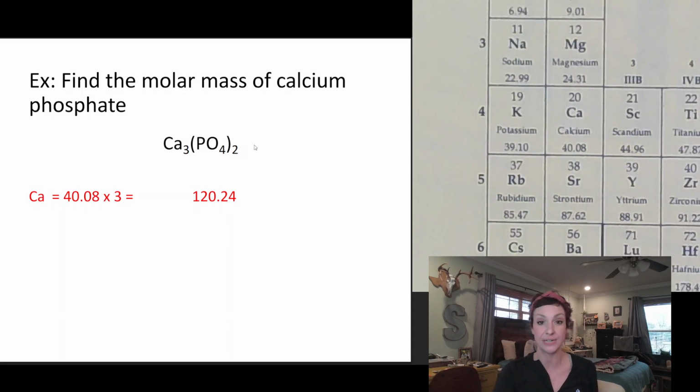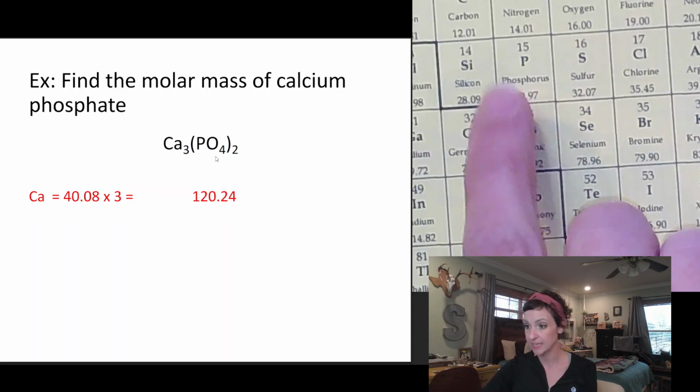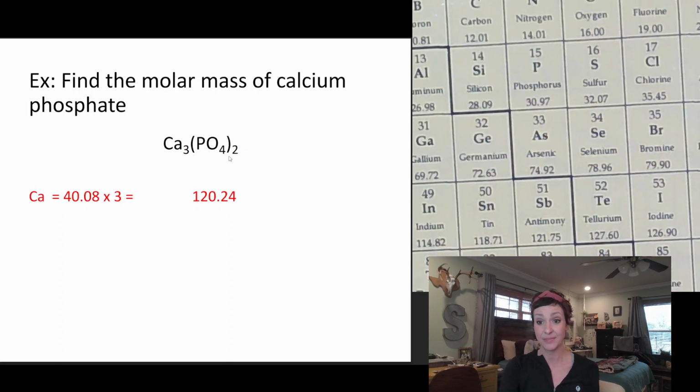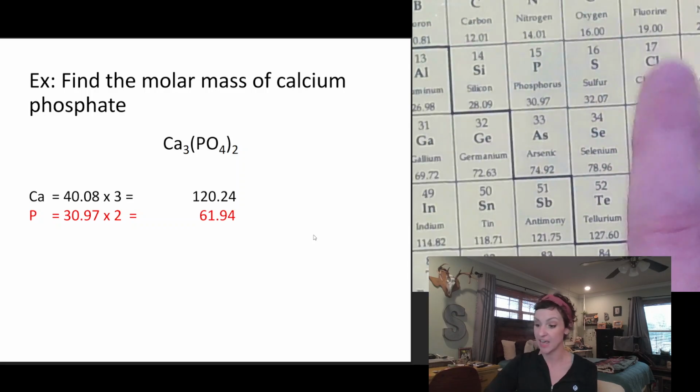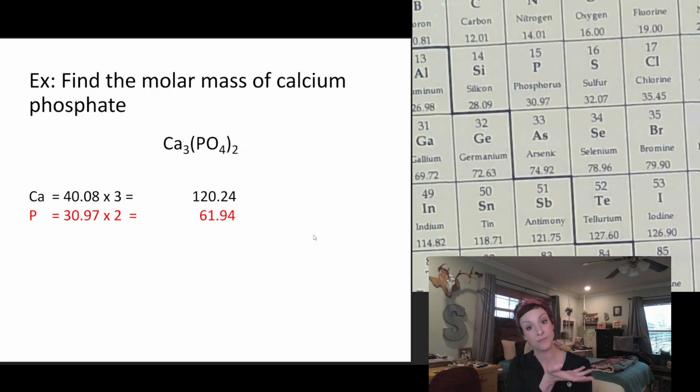The next element is phosphorus. Let's see if we can find phosphorus's molar mass on the periodic table. It's 30.97, right? Well, how many phosphoruses do I have? I have 2 of them. So remember the distributive property of chemistry, meaning if I have a subscript on the outside of the parentheses, it gets distributed to everybody on the inside. So I do not have 1 phosphorus, I have 2. I multiply 30.97 times 2 to get a total from phosphorus of 61.94. This is a lot of work, but I'm going to make it seem a lot easier in a second.